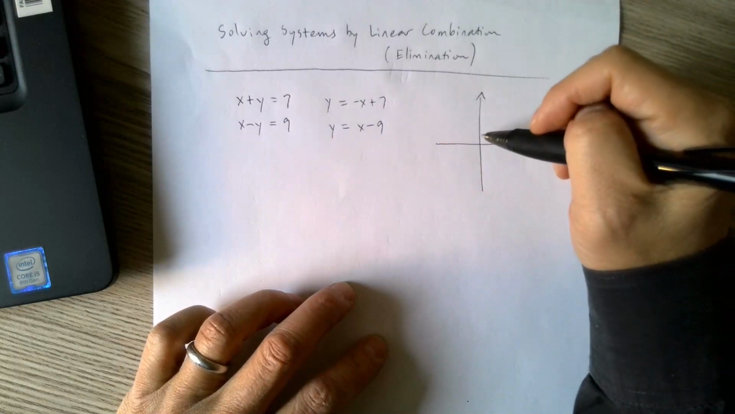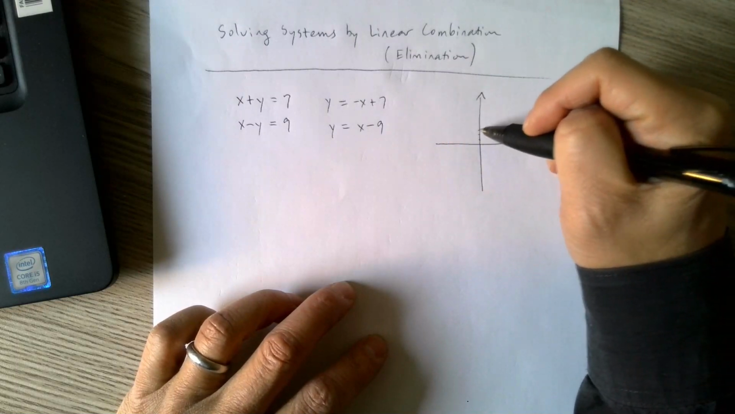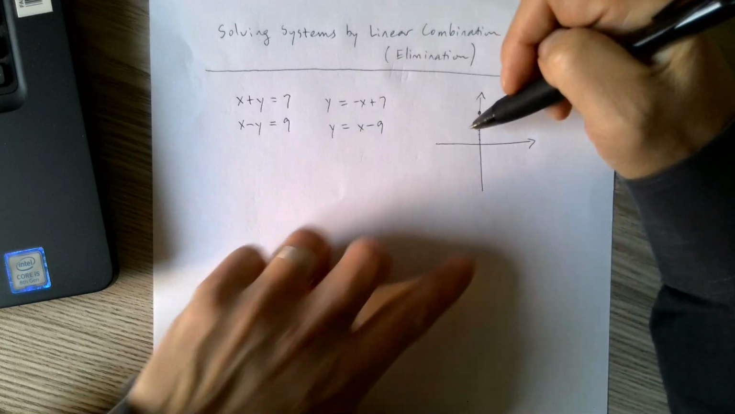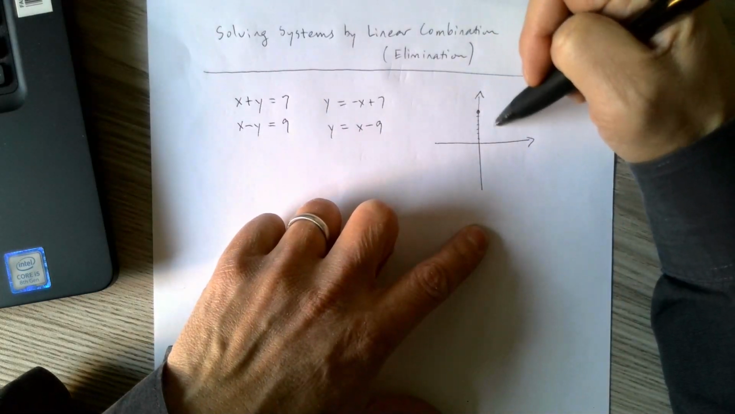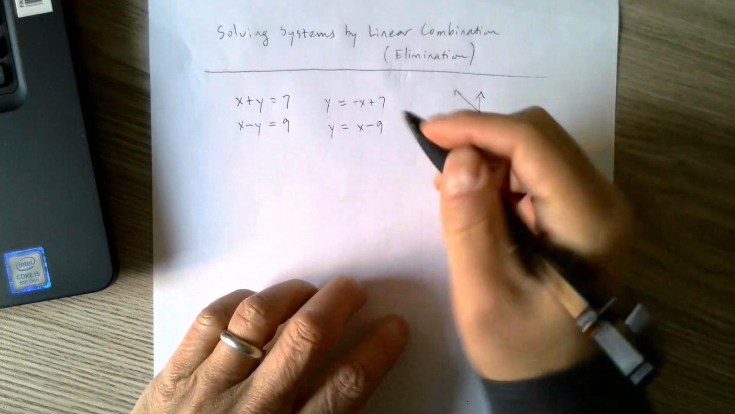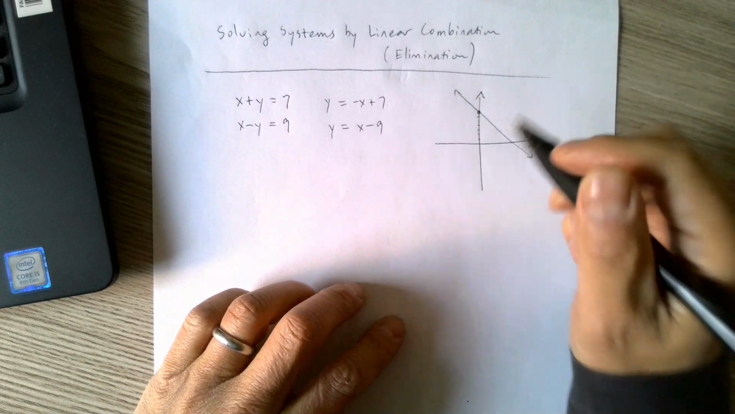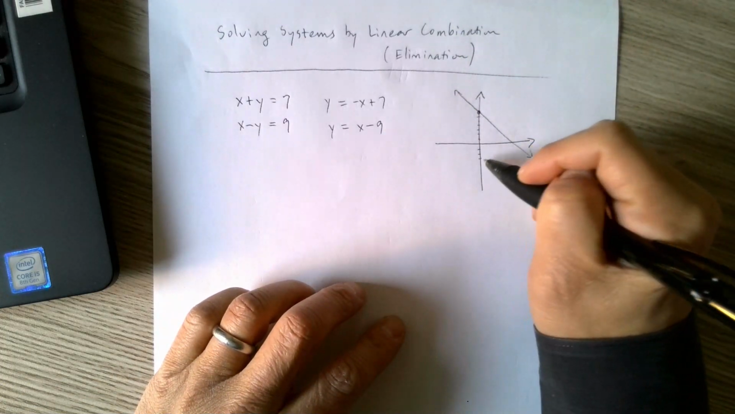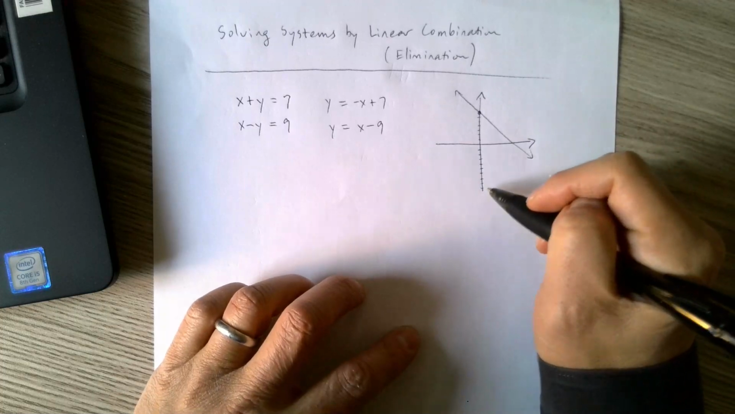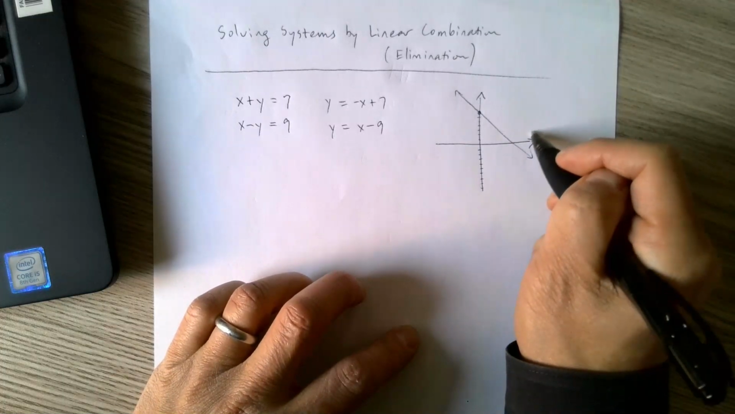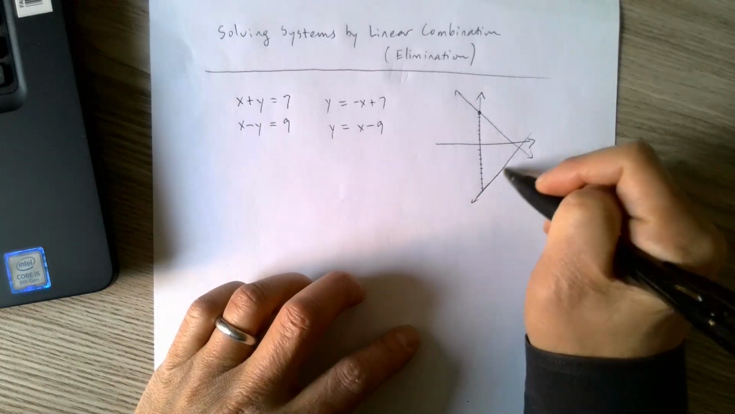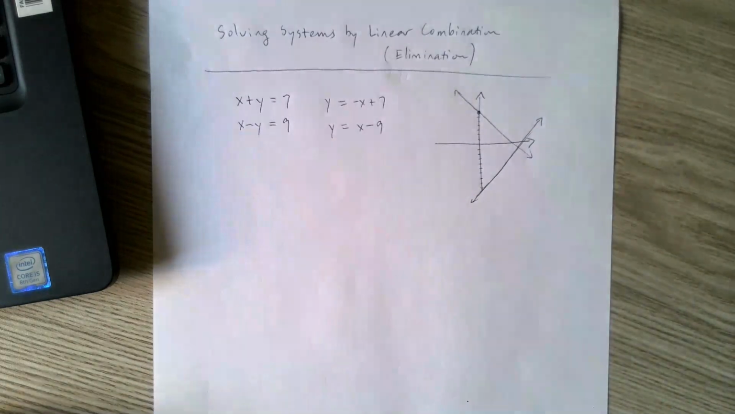So for the first line, y-intercept 7, slope of negative 1, so it's going to be like this. And y equals x minus 9, y-intercept of negative 9, and a slope of 1, so like this. And I missed it by a little bit there.